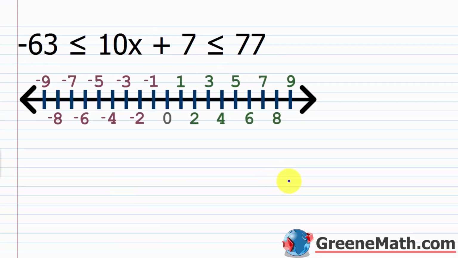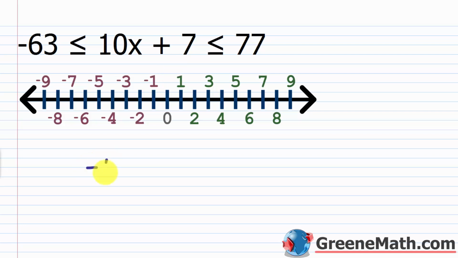All right, for the next one, we have -63 is less than or equal to 10x plus 7, which is less than or equal to 77. Or you could use your and keyword. You could say 10x plus 7 is greater than or equal to -63, and it's less than or equal to 77. Okay, so you could break it up if you wanted to. In this specific situation, because you just have this variable expression in the middle, it's just easier to work it by kind of doing the same thing to each part. If you split it up, you got to put it back together, so it's just extra work.